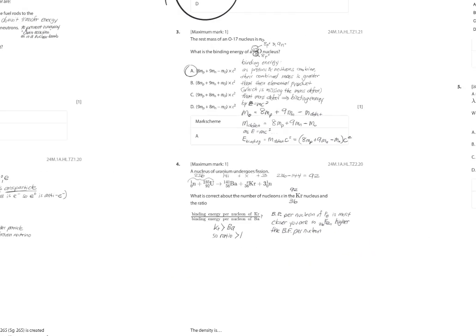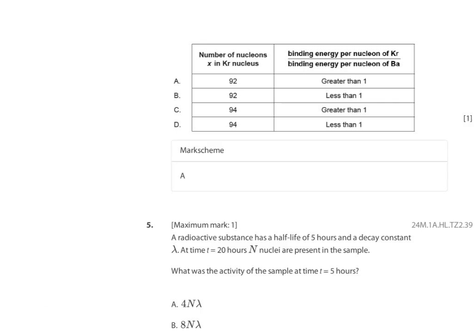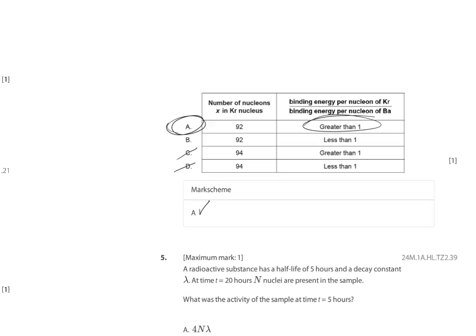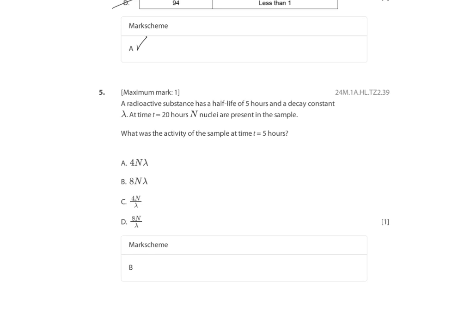So the krypton nucleon count is going to be 92, so that gets rid of C and D, and the ratio is greater than 1 because krypton is closer to iron, which has the highest binding energy per nucleon, and so that is A, which checks with the mark scheme. All right, let's take a look at number 5.